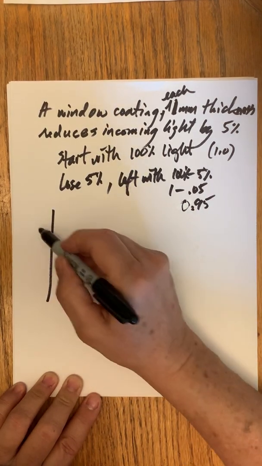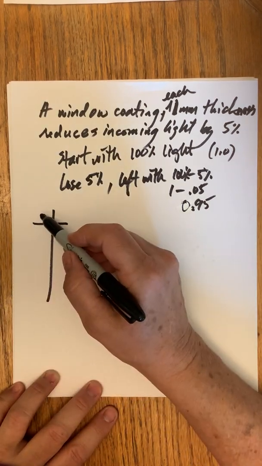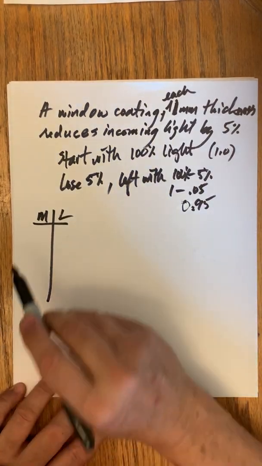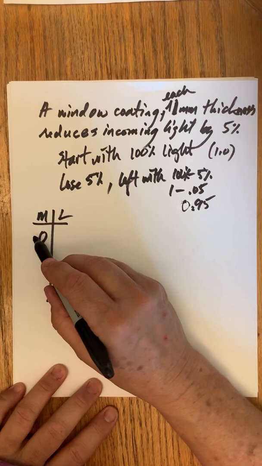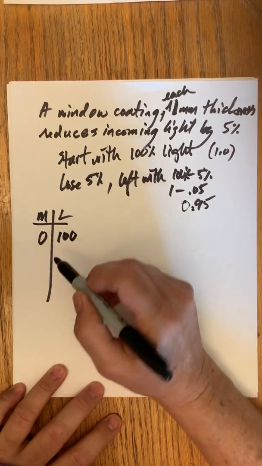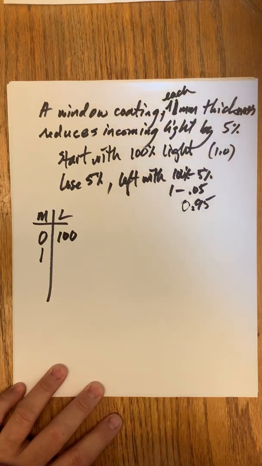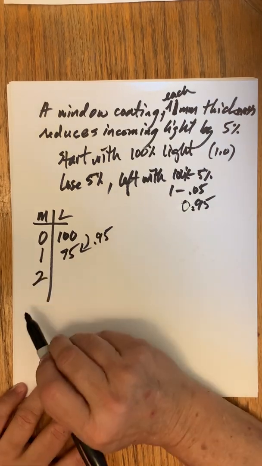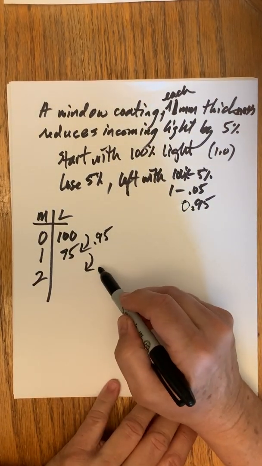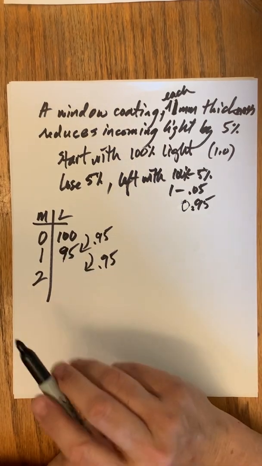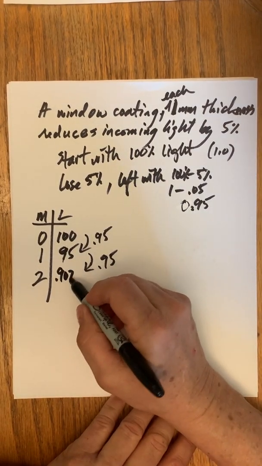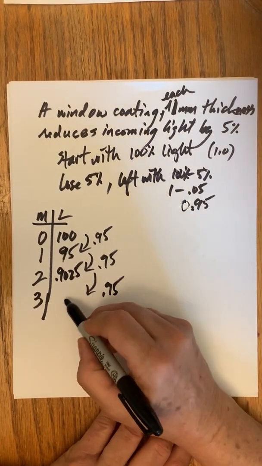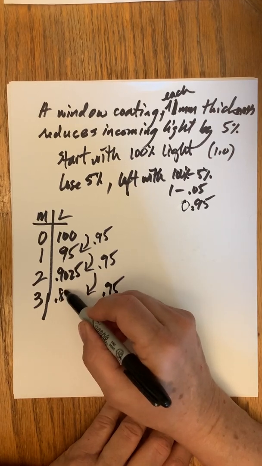So what happens then is, if you start graphing this, you have for thickness, we'll say millimeters here, and we'll say light. So at 0 millimeters, we'll have 100% light. And at 1 millimeter, we know we're going to multiply by 0.95, so we'll have 95. At 2 millimeters, we're going to multiply by 0.95 again, and then we'll have 0.9025, and at 3 millimeters, multiply by 0.95 again, and you'll have 0.8574.